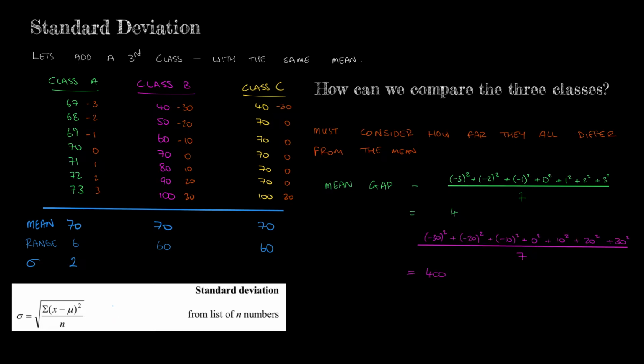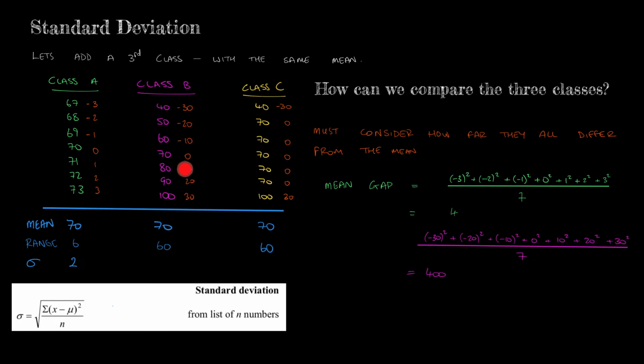We'll now have a look at the second one. And the second one, what we needed to do is look at how far these deviate from the mean. So in order to find out how far they deviate from the mean, we just calculated it. The mean was 70, so 40 is obviously 30 less, 50 was 20 less, 60 was 10 less, 70 was where it should be, 80 was 10 more, 90 was 20 more, 100 was 30 more.